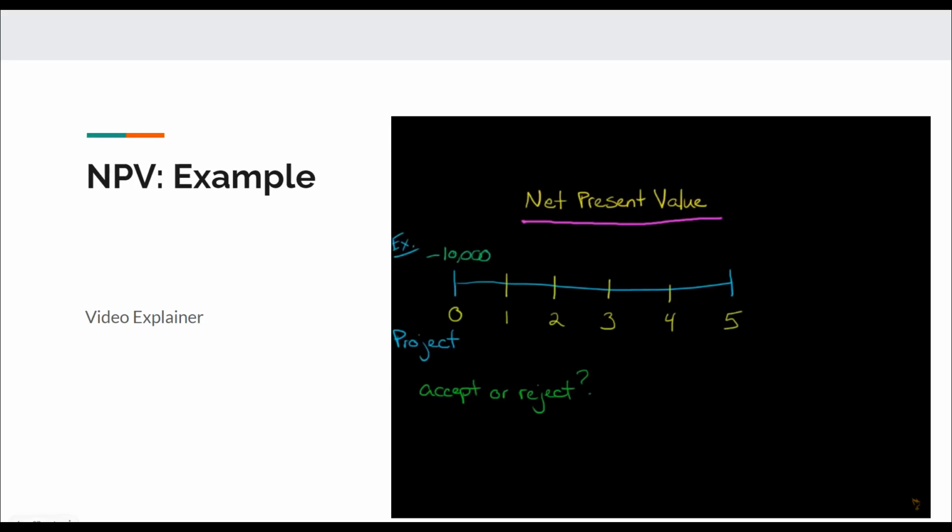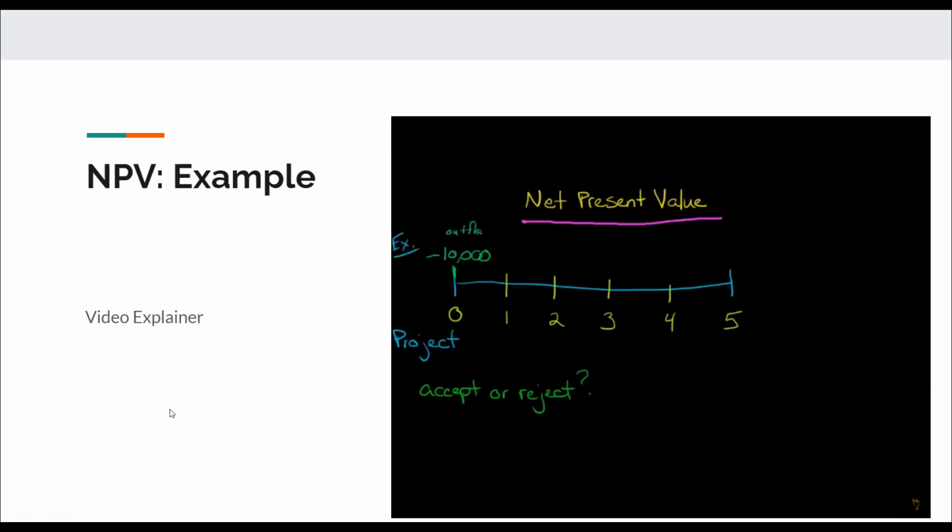We have to buy a machine or something. Let's not really get into the details, but $10,000 we have to lay out in order to start this project. So that goes right here. That's negative. That's a cash outflow. This is a negative number. Okay, so $10,000, it's an outflow.